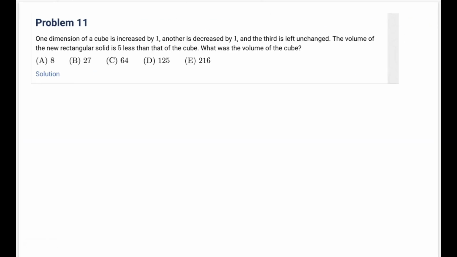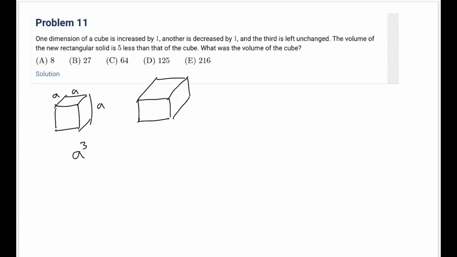One dimension of a cube is increased by 1, another is decreased by 1, and the third is left unchanged. The volume of the new rectangular solid is 5 less than that of the cube. What was the volume of the cube? Okay, so there was a cube. Its dimensions were, let's say, A, A, and A, so the volume was A cubed. Then one dimension is increased by 1 and another is decreased by 1, so the dimensions will be A, A plus 1, and A minus 1. So the volume will be A times A minus 1 times A plus 1.